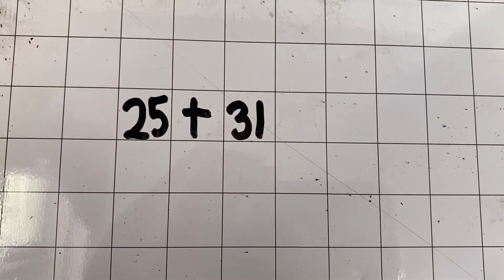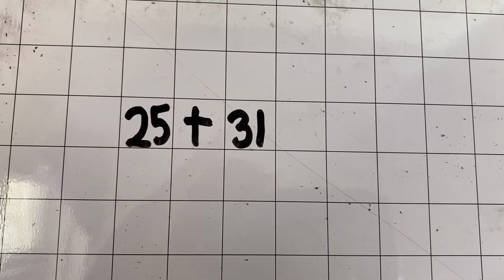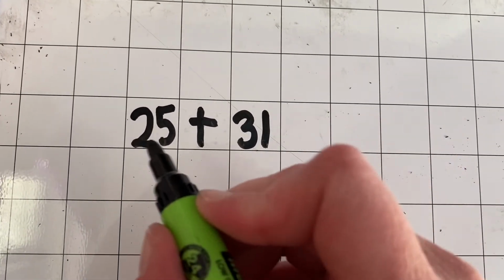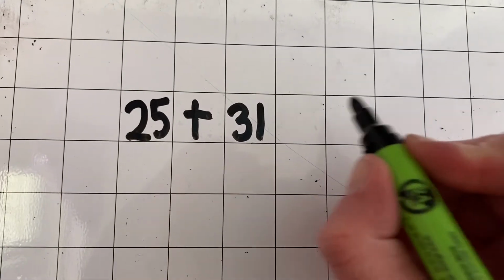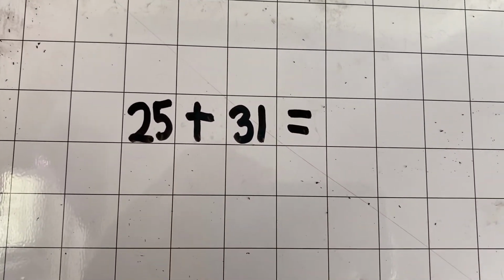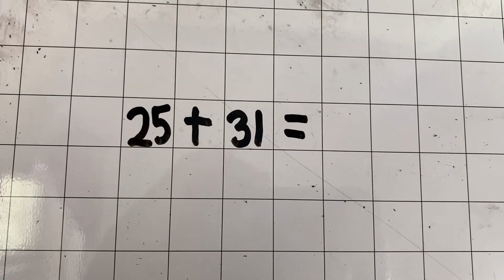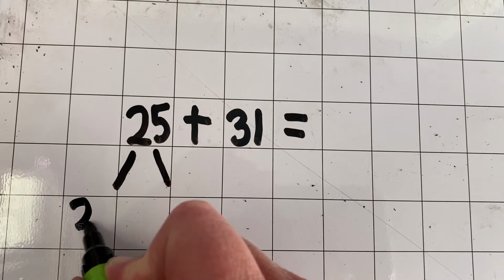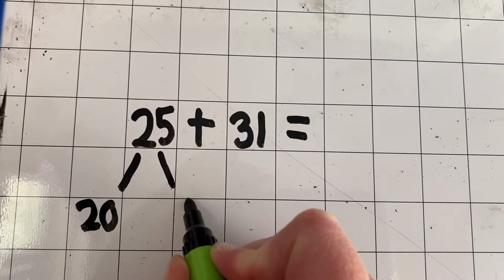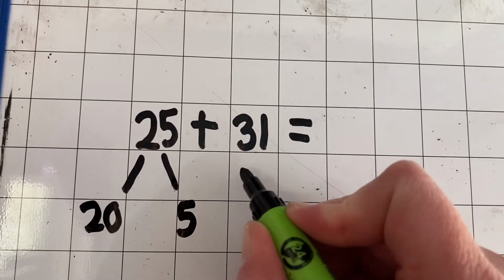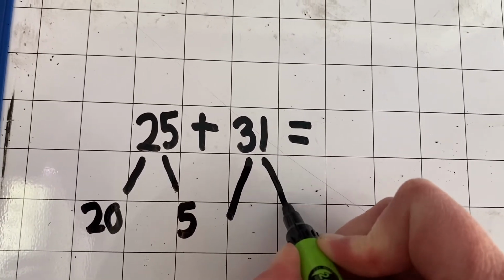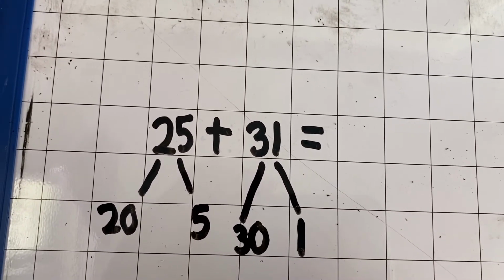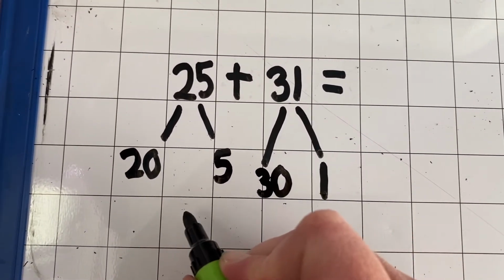When children become really confident at being able to use empty number lines, they can move on to the abstract method. First of all, they would write the number sentence. For example, 25 add 31 equals. Afterwards, they would need to partition 25, 20 for 2 tens and 5. They would then do the same for 31, 3 tens making 30 and 1. Once they've done that, they will add up the tens.